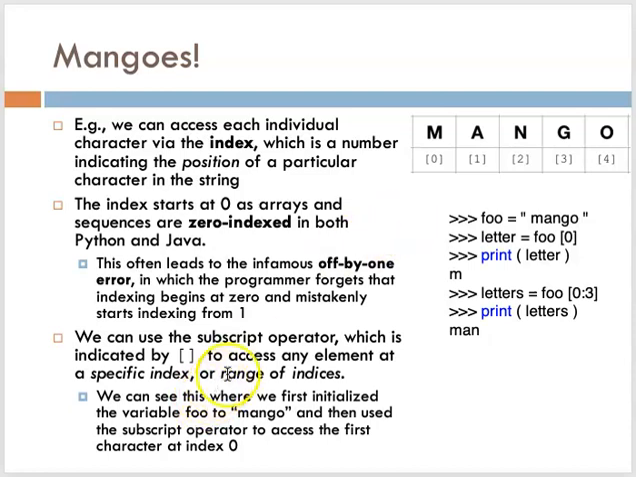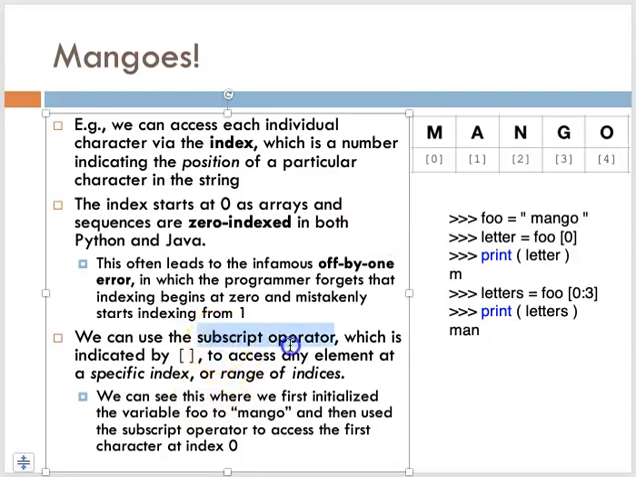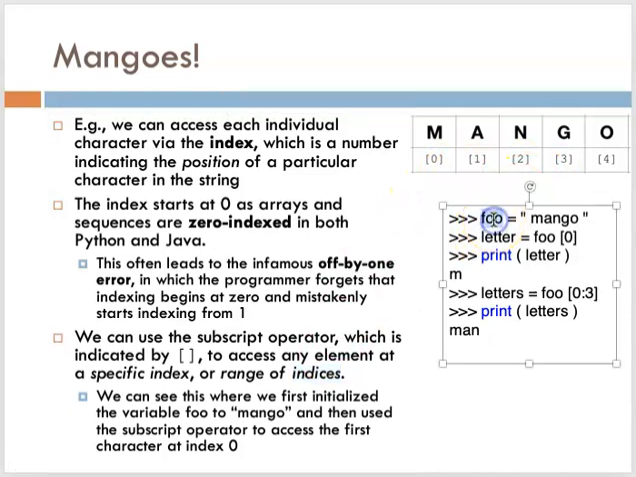You can use the index combined with what we call the subscript operator, which is indicated by 2 brackets, right? Not the braces, but the brackets, to access any element at that specific index, or in Python at the range of indices. So you can see if we've got this string called mango, we might store mango as a string in this variable called foo.